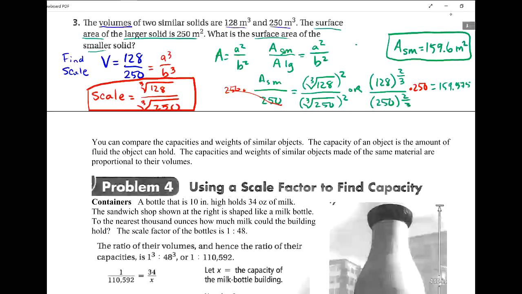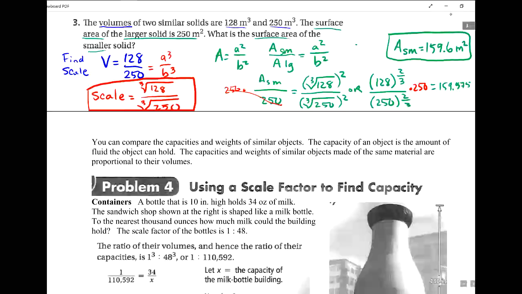All right. This one is pretty straightforward, but it can feel a little challenging. We are given a volume ratio and one surface area and asked to find the other surface area. So the first thing we need to do is find our scale. We're given our volume ratio, 128 to 250. We know that volume is cubed, so our scale factor is going to be the cube root of our volumes. Now, neither one of those is a nice cube root, so we're just going to leave them as they are.